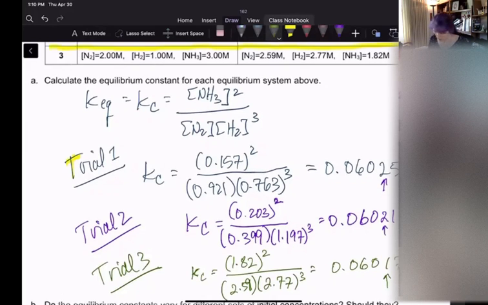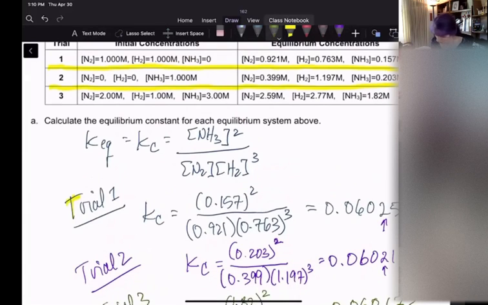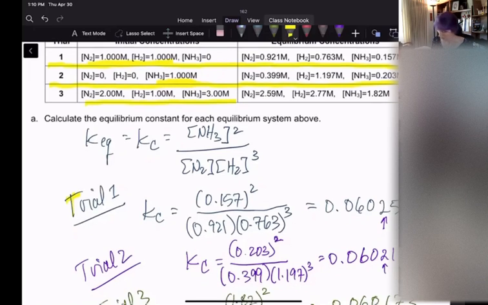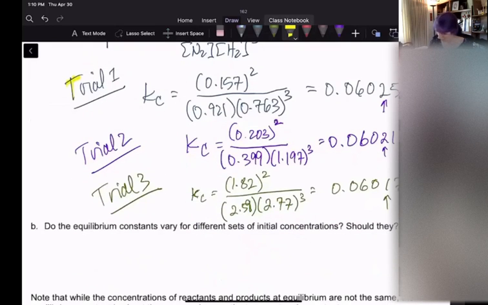So we have different starting points for our equilibrium. Like this one started all as products. This one started all as reactants. And then this one had a balance and pretty high molarities. They all give the same K, so yes, they should be.